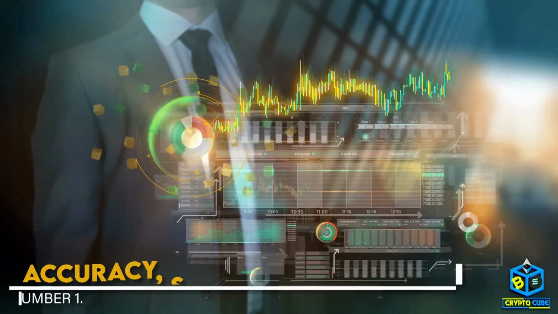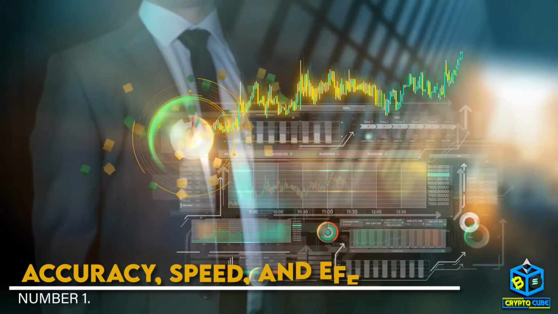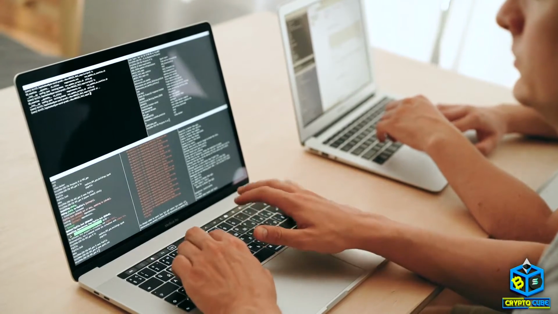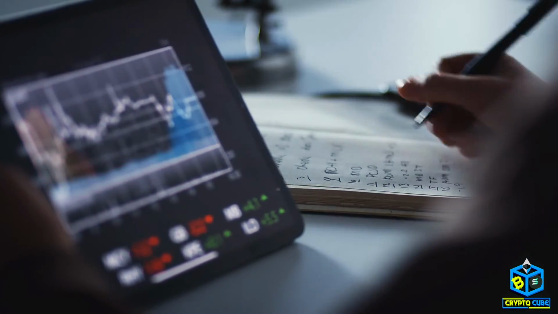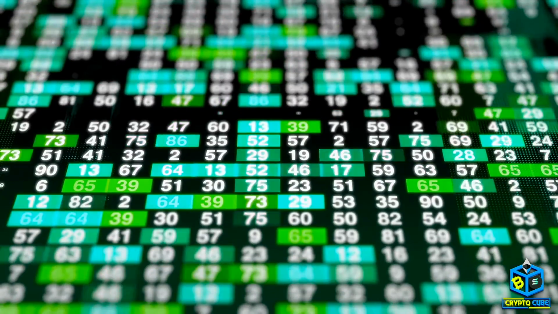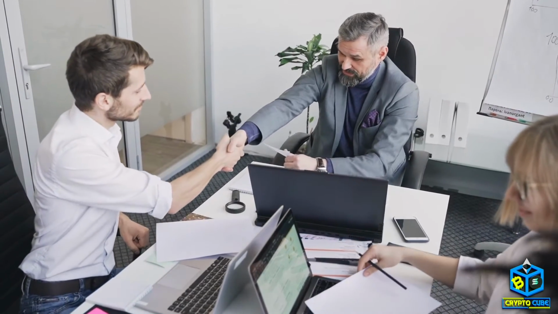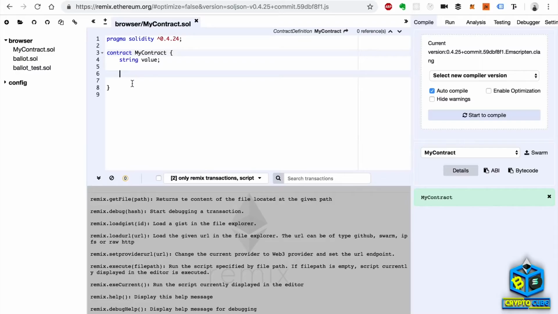Number 1. Accuracy, speed, and efficiency. Since whenever a condition is met, the contract is executed, this saves a lot of time since it's automated. This is completely digitized and efficient. The old school process of paperwork is not needed. Choosing this will be a wise option since it's the best alternative to eliminate human errors.